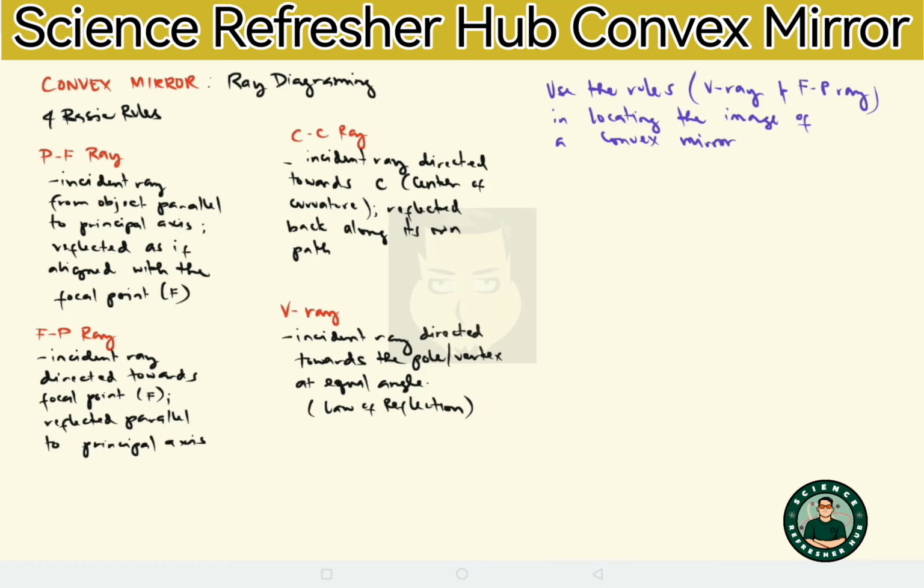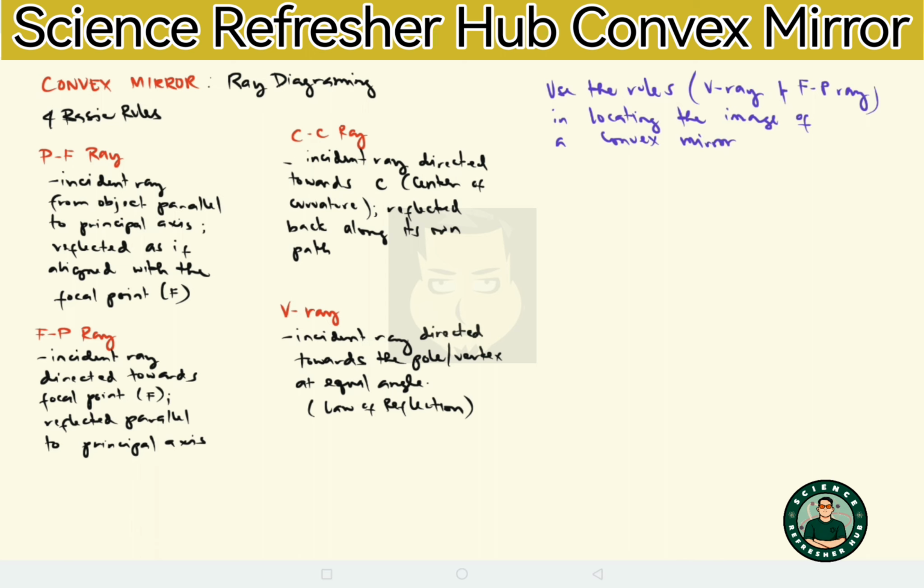Alright, in this video, I will be teaching you how to draw the rays of light, how it is being reflected in a convex mirror. As we all know, a convex mirror is a diverging mirror, meaning it scatters or spreads out the light once it is reflected in our convex mirror. So I will have the four basic rules here.